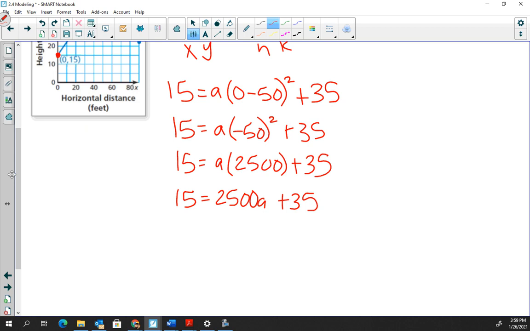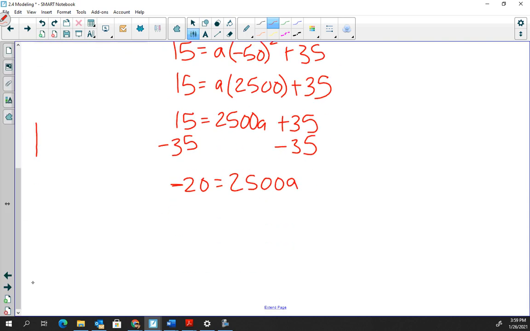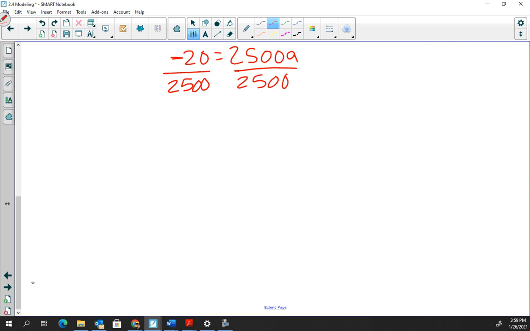Okay. And now to get a alone, I need to subtract 35. I told you we're going to be dealing with some big numbers, but that's okay. 15 minus 35, put it into a calculator if you need to. That's negative 20 equals 2500a. And then to finish this out, I need to divide by 2500 to get a alone. So that's going to give me a decimal, but that's totally fine. Negative 20 divided by 2500 gets you negative 0.008 for a. Okay, negative 0.008. Just put it into a calculator.